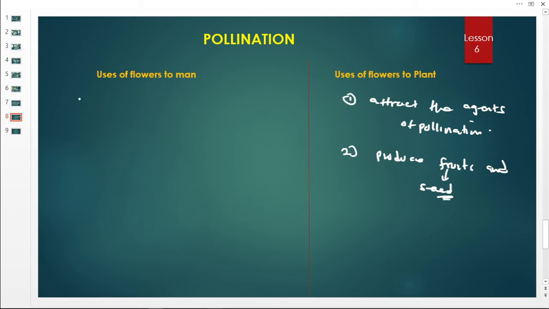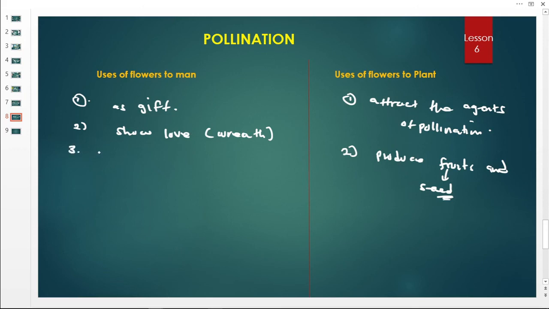Now let us look at the uses of flowers to man. These ones are very many. So we use these flowers as gifts, so we can give them to our friends as gifts, especially during Valentine, to show love and so on. Number two, we can also use these flowers to show love, as when we are burying our loved ones, so we put flowers. Those flowers are called wreaths. So a wreath is that flower put on a casket or a coffin of that dead person.